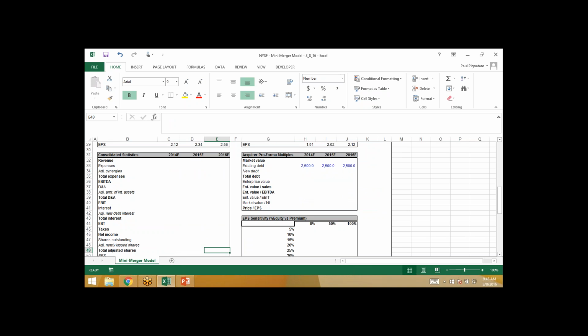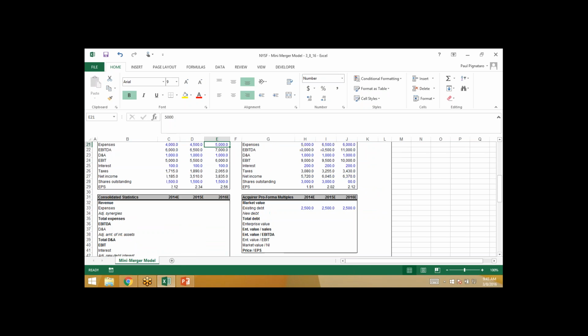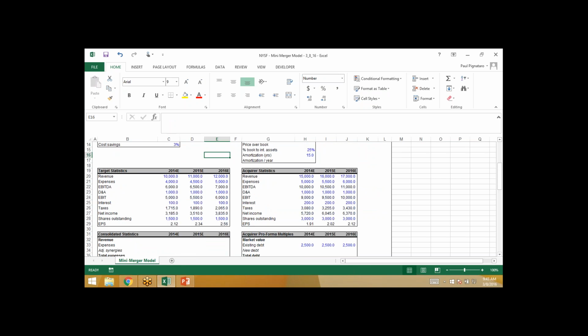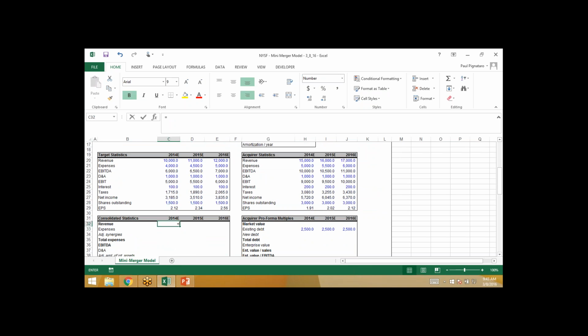Next, start to lay out the consolidated statistics. Easy enough. Adding together line by line, revenue down to net income, except for items dealing with target debt, target equity. Let's do it. Real simple. You're adding revenue, acquire plus target. That's it. Right? Expenses, acquire plus target.